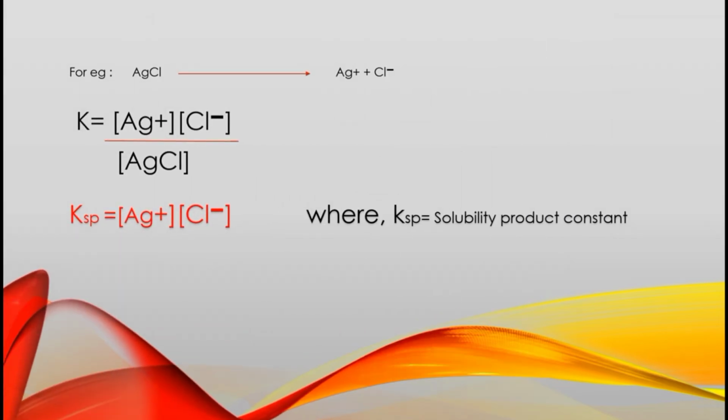If we take AgCl, which gives Ag+ and Cl- ions, and the equilibrium constant is taken as [Ag+][Cl-] divided by [AgCl], the product divided by the reactant, here AgCl is taken as constant. So the final expression we get is Ksp = [Ag+][Cl-], where Ksp is the solubility product constant.